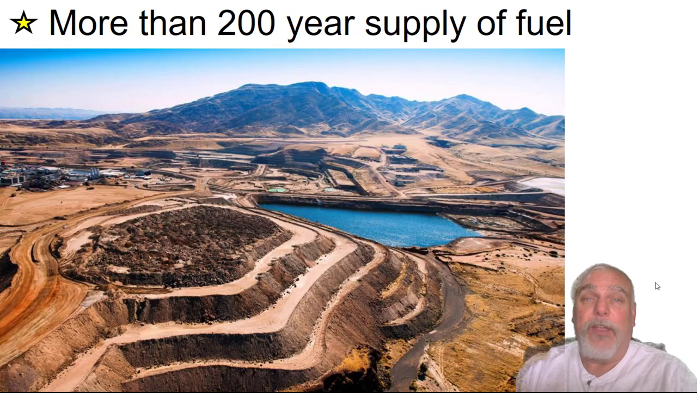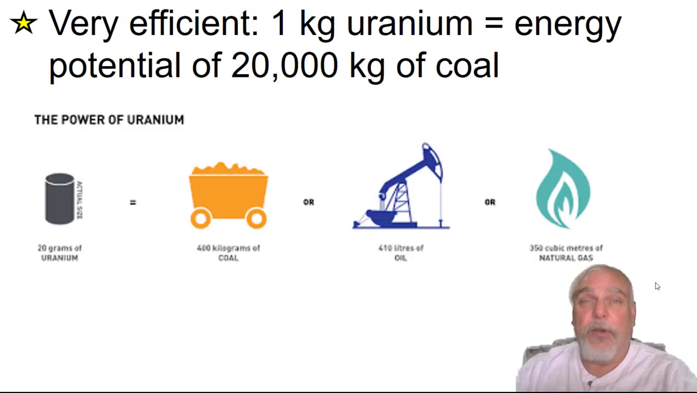Here in the United States, we have a very large supply. We have at least a 200-year supply of fuel to run our plants at current levels. We mentioned that gasoline is very efficient, where you get a lot of energy out of a gallon of gasoline. Well, nuclear power, uranium, even more so. So if you have 1 kilogram of uranium, so that's 2.2 pounds roughly, that has the energy potential of over 40,000 pounds of coal.